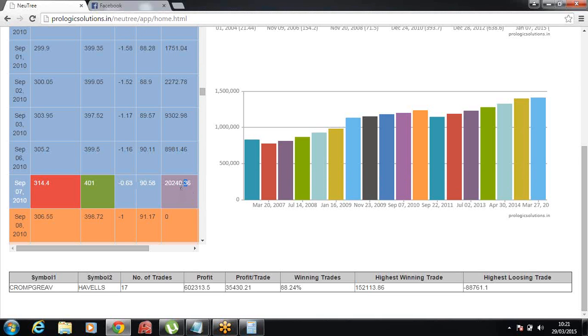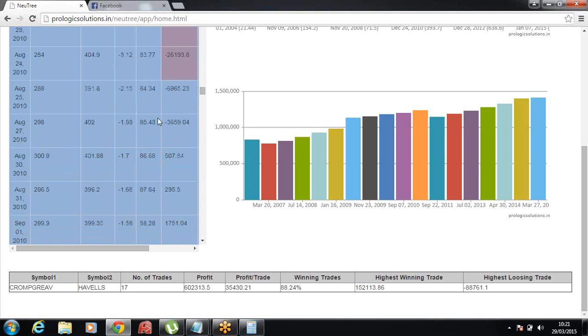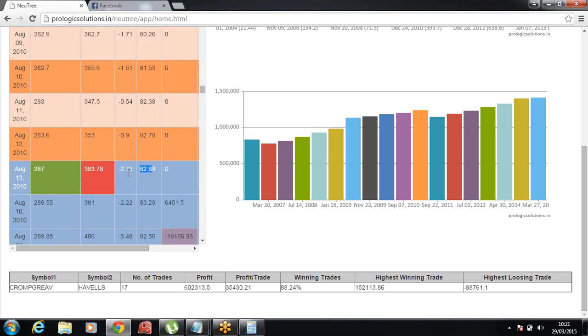Not a very big profit, but it's a very decent profit. But your call is a perfect call. That is what I'm going to say. Your correlation, your z-score, your RSI, everything matches here.